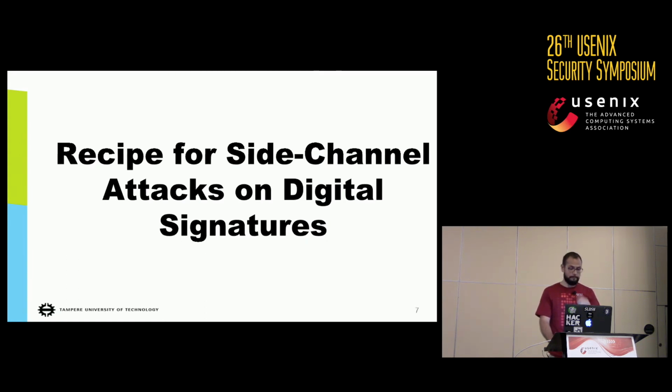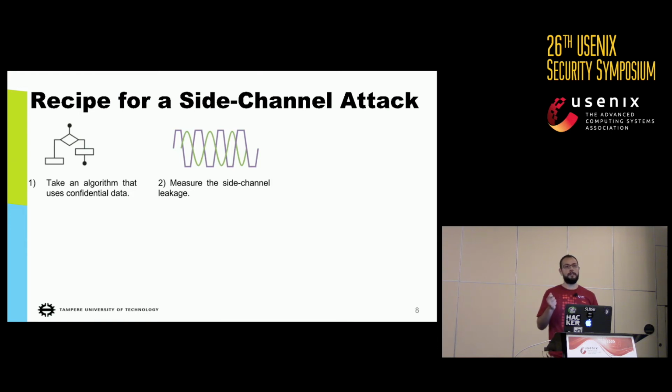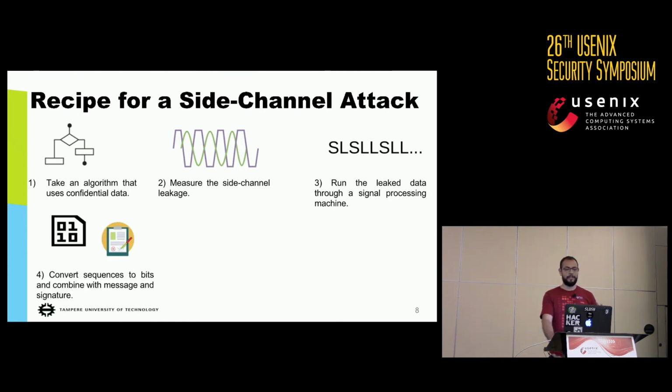After this, I'm going to introduce a general recipe that you can use for side channel attacks on digital signatures. For the recipe, first you take an algorithm that uses confidential data, any algorithm that is used in crypto, and then you measure the side channel leakage. For that, you can use any channel: acoustic, electromagnetic, cache, any channel you want. Then you run your data through a signal processing black box, and this turns the data into a sequence of operations, like squares and multiplies, or doubles and adds, depending on which algorithm you are attacking.